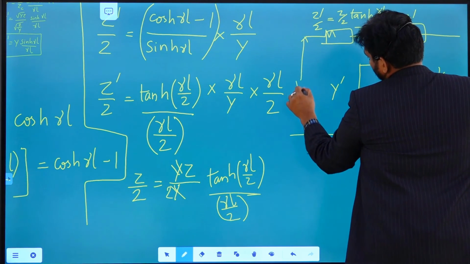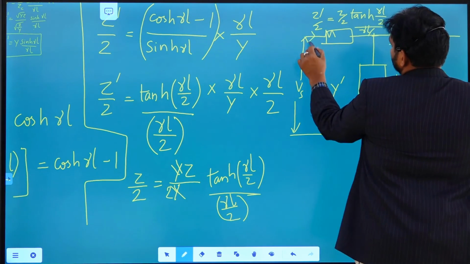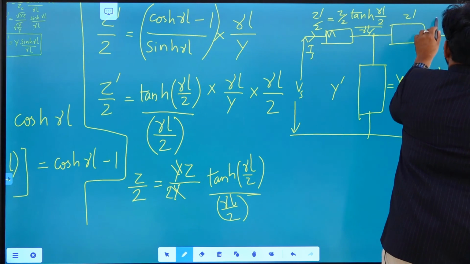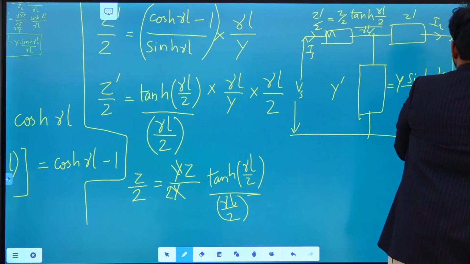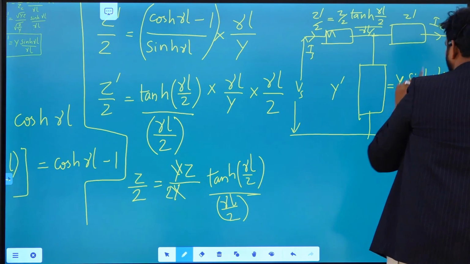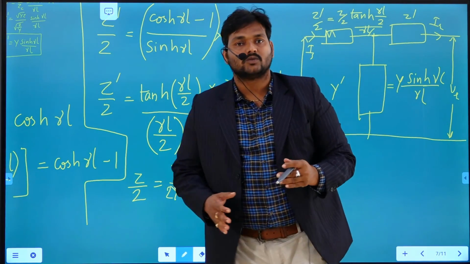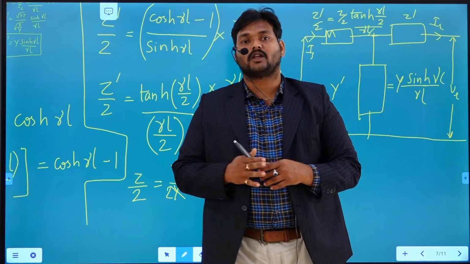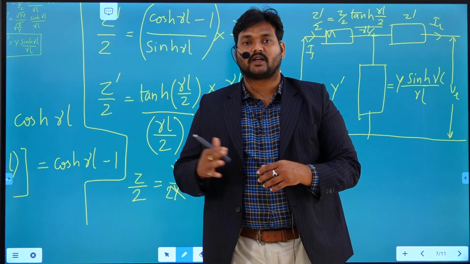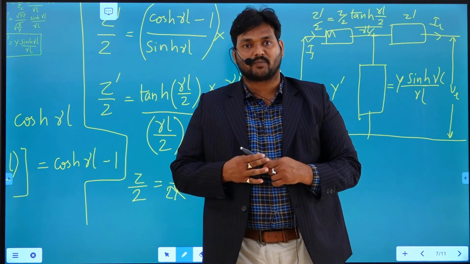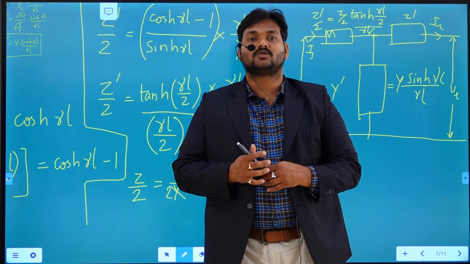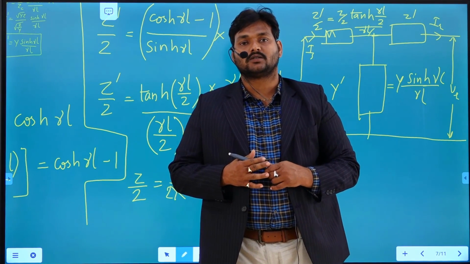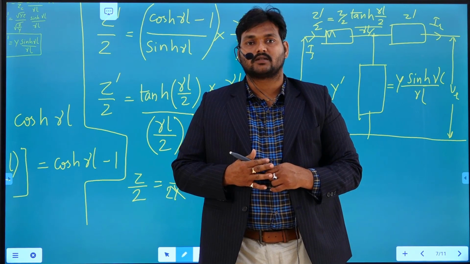This is sending end voltage, sending end current, receiving end voltage and receiving end current are shown. So this is how we represent the long transmission lines in terms of their equivalent T network and pi network. The equivalent T network and pi network are useful for doing the load flow analysis and fault analysis. Thank you.